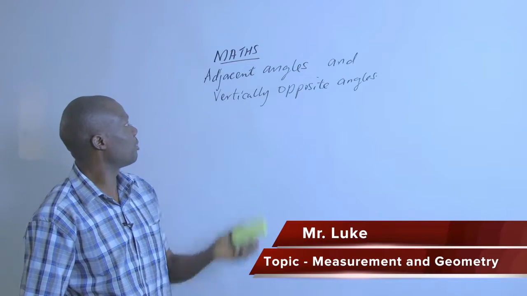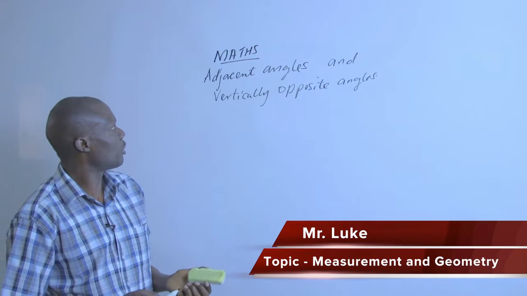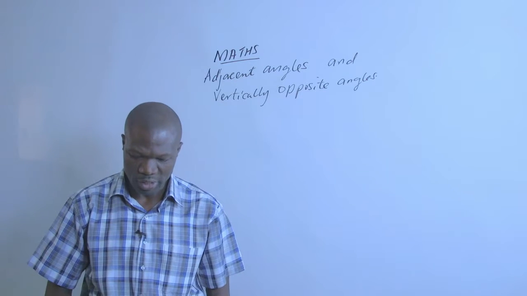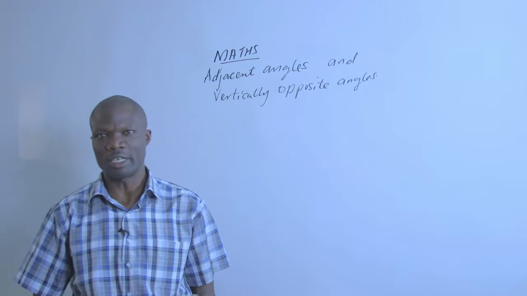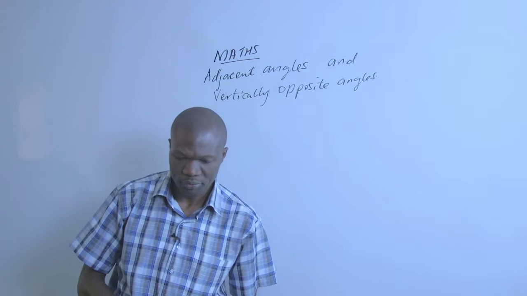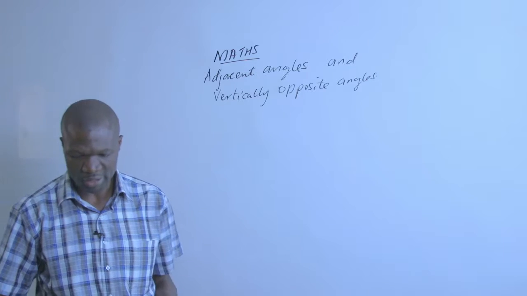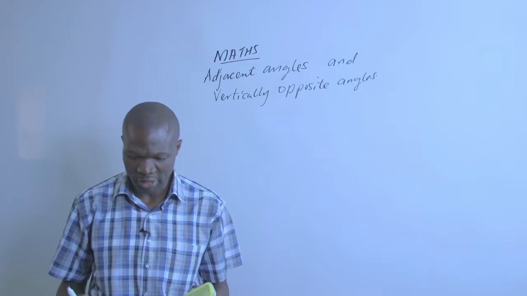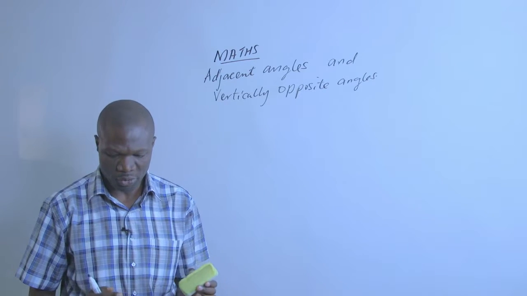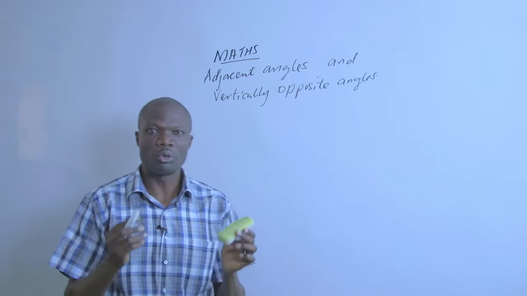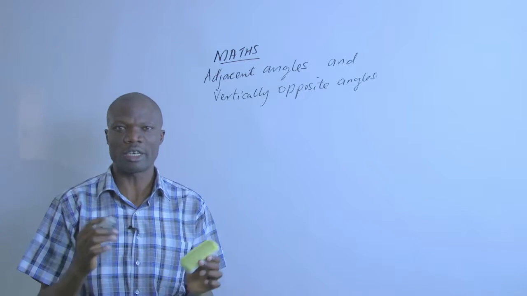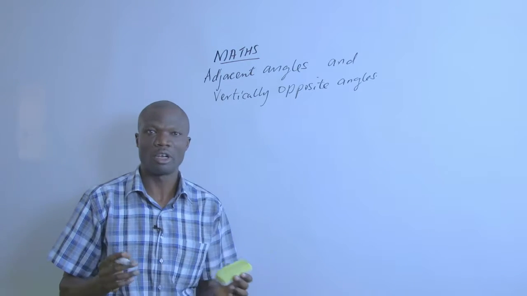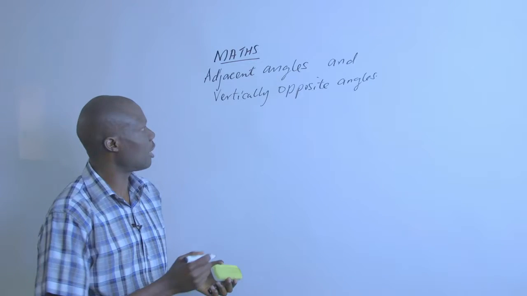Today, in our mathematics class, we are going to review what we did last time on adjacent angles and vertically opposite angles. We notice that in most cases, it is not always a must that we measure angles using a protractor, because there is a time when we have a pair of angles which forms special angles that we can easily calculate without any problem.